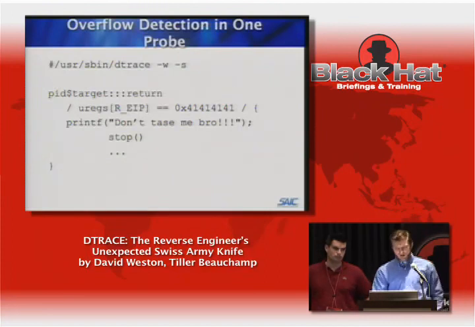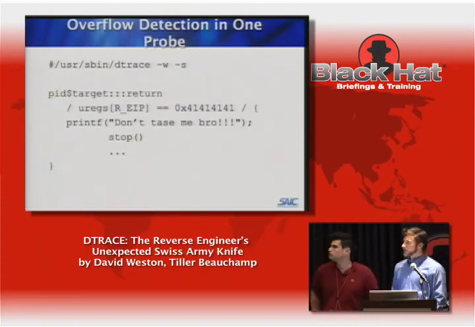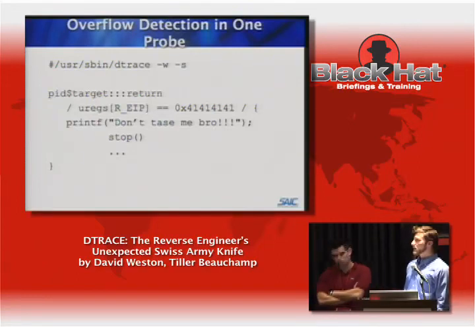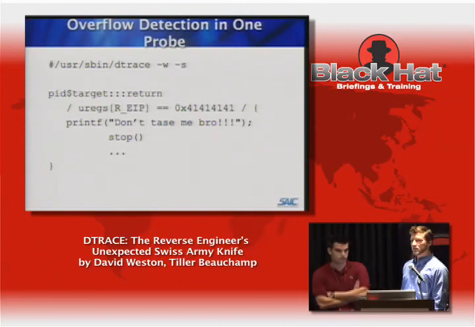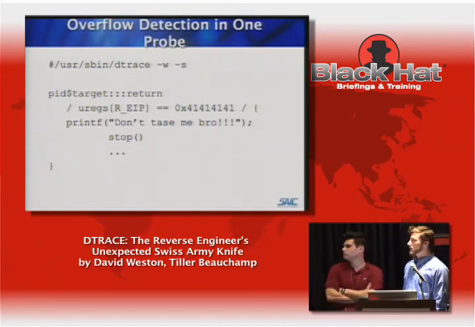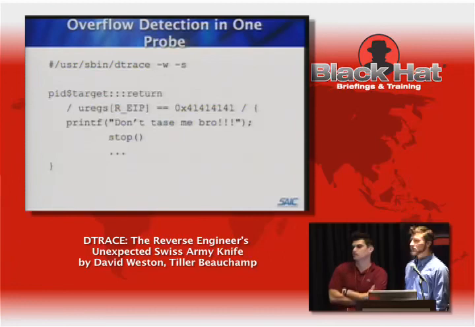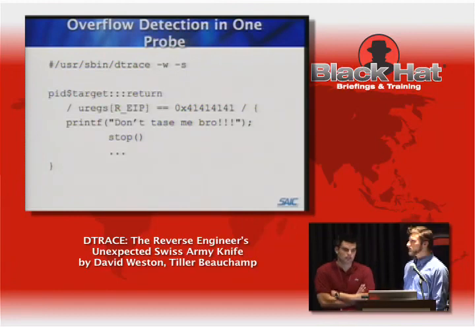So here it is, one line, right? This is kind of a cute trivial example, but we're instrumenting every function, every return value, and we're just checking EIP, the next instruction to execute. When you're testing, you often use a string of A's or 414141 to overwrite a bunch of memory. So if our next instruction to execute is ever that value, we're going to say, hey, don't tase me, bro, and stop the application and proceed with analysis.